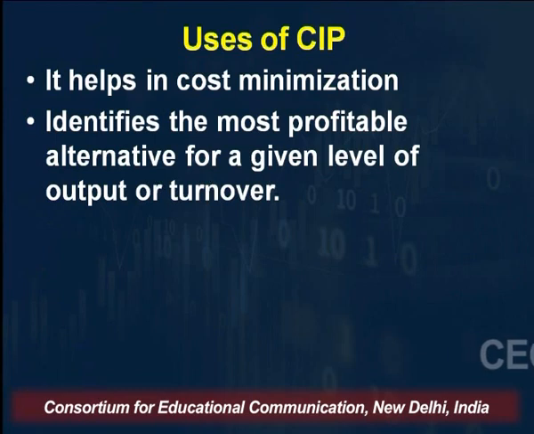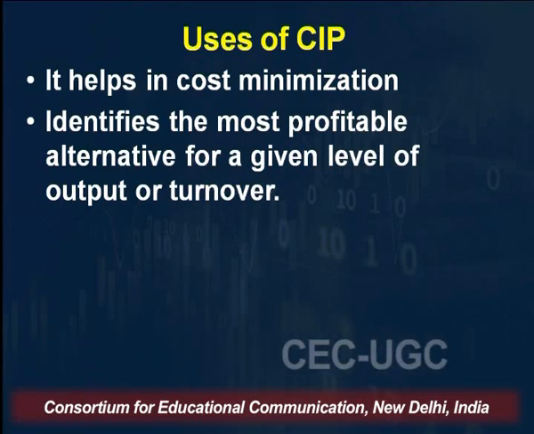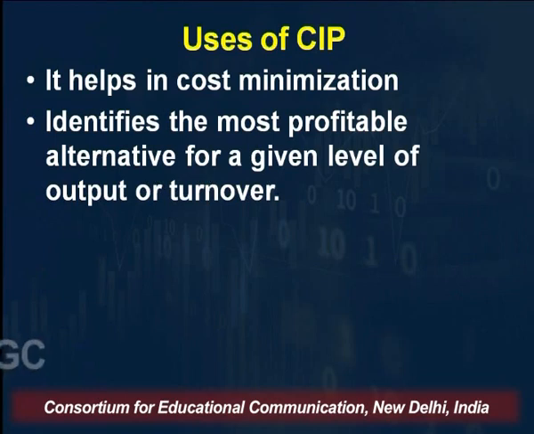The second important benefit which we derive from the computation of CIP is it identifies the most profitable alternative for a given level of output, or you can say sales. So it is giving us the ability to identify the most profitable alternative. Suppose you are provided with a given level of output, say 5,000 units, you can identify the most profitable alternative.